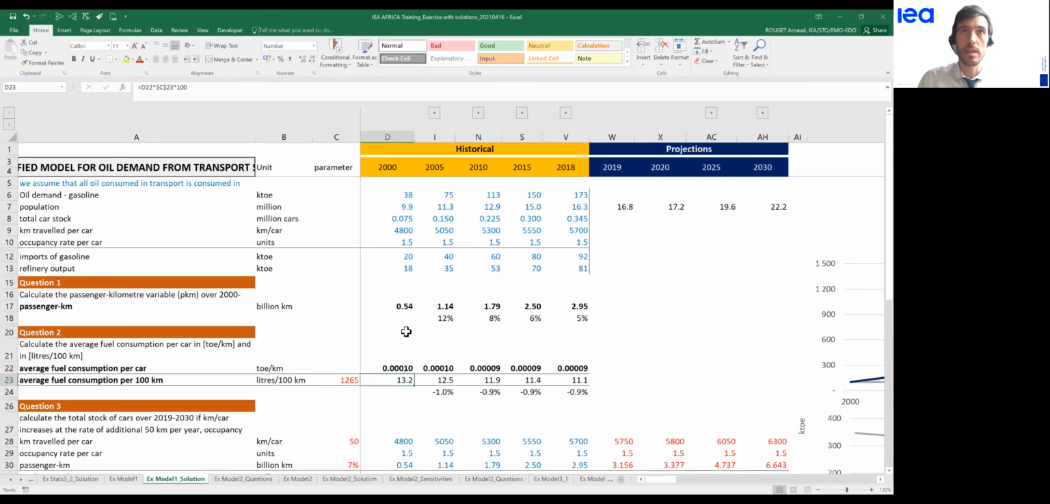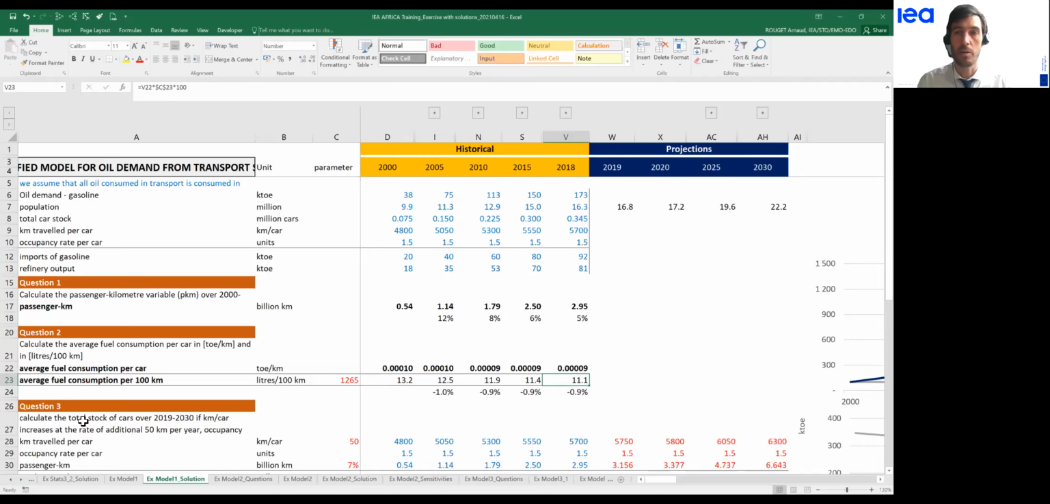And what we can see under the data we put here as example is that the efficiency of cars has improved, because in the year 2000, one car on average was consuming 13 liters per 100 kilometers, and in 2018 this number went down to 11 liters per 100 kilometers. So again, we can see past trends, and we'll work on that to make our projections.